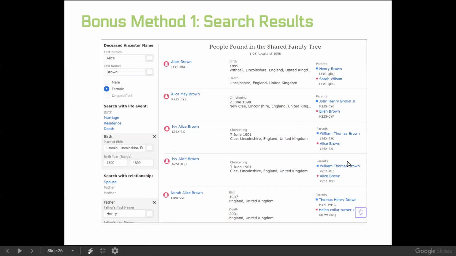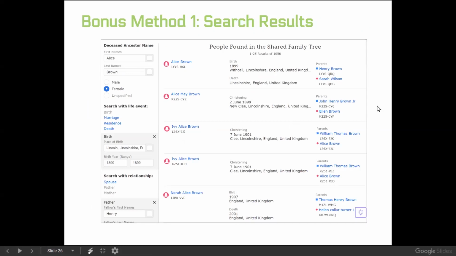Okay, so let's talk about these bonus methods for finding duplicates in Family Tree. In this particular case, I was looking for a duplicate for Alice Brown, and I found a record for her up here. But what do you notice on this page? I'm not going to open up the chat this time. We often will do that, but this one's a pretty quick one.